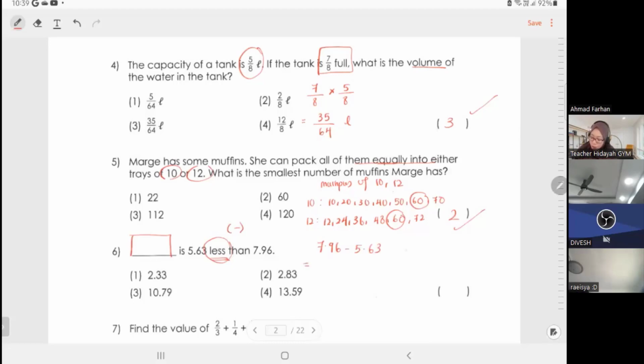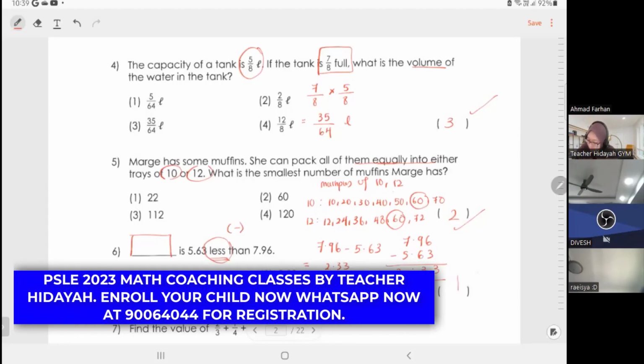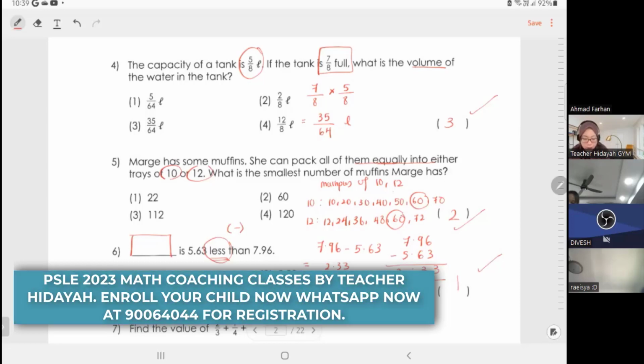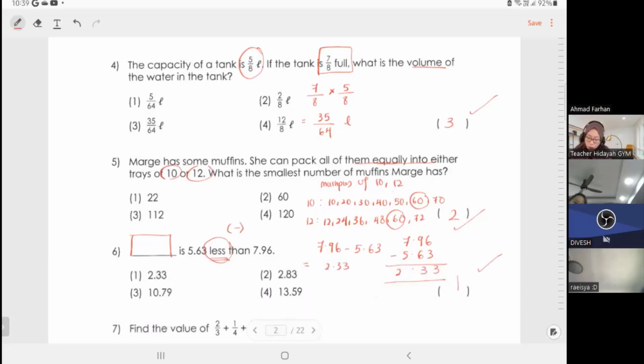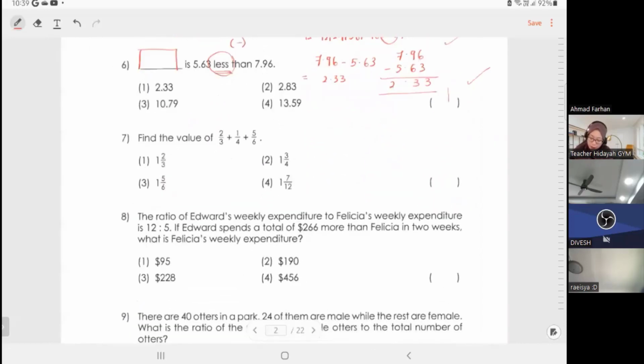When you subtract, and this is paper 1, you cannot use your calculator. Please be very careful in your working. Okay, so it will be 2.33. Number 1 is your answer. Okay, I can write 1. Okay, there you go. Right, please take note of the answers. Please mark. For corrections, you can do so later via Padlet.